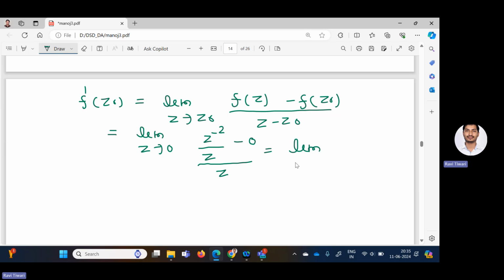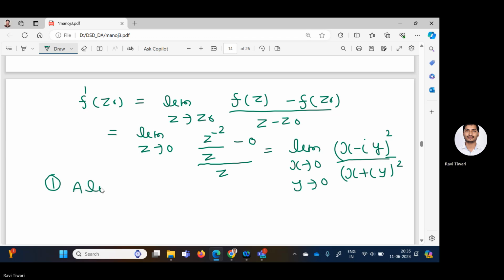Now we can assume z tending to 0 means x is also tending to 0, y is also tending to 0. Z conjugate is nothing but x minus iy whole square divided by x plus iy whole square. If this limit exists, we can say the function is differentiable, otherwise the function is not differentiable. So simply, you can take the path along x-axis.